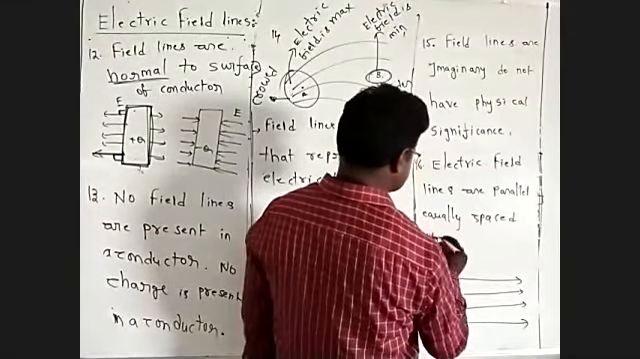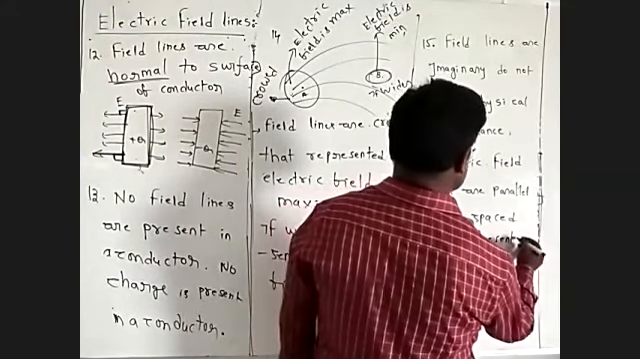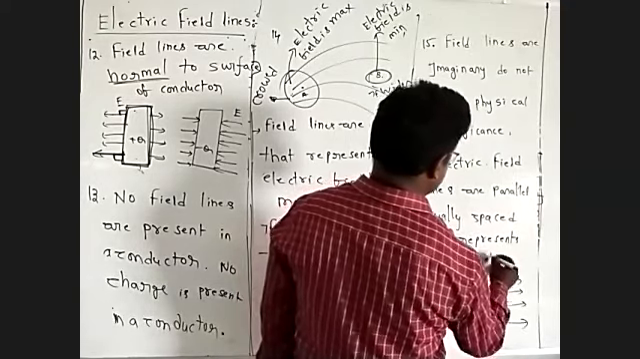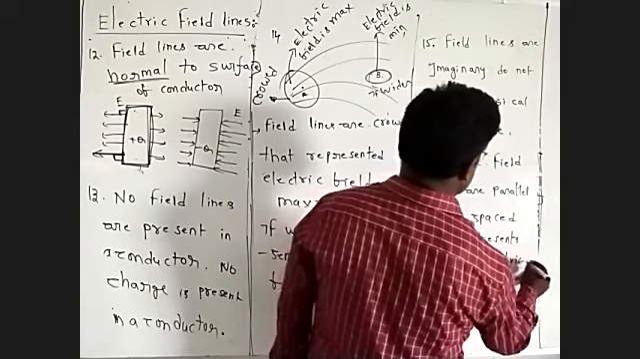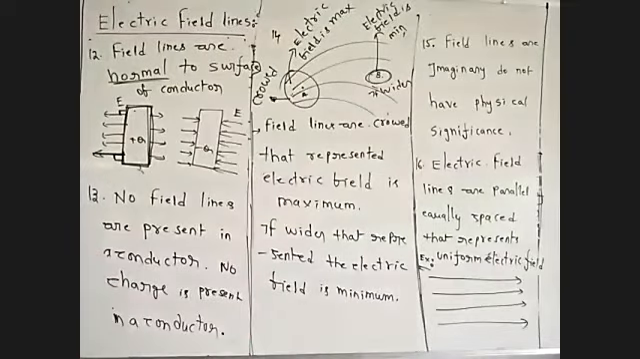Uniform electric field: electric field lines are parallel and equally spaced.